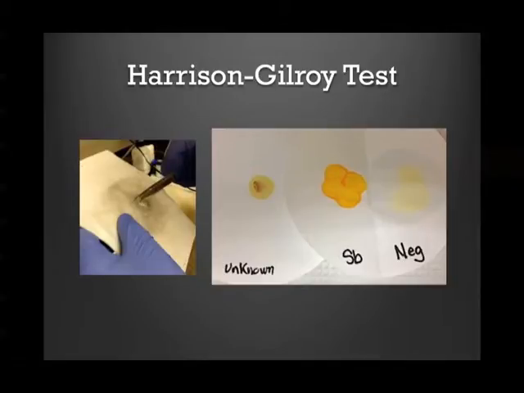The Harrison-Gilroy test for antimony was performed on an unknown deposit on a t-shirt. A sample was tested with the triphenylmethylarsonium iodide solution. An orange color change will appear if the antimony ion is present. With the controls, we can see that the reagent was working as intended.